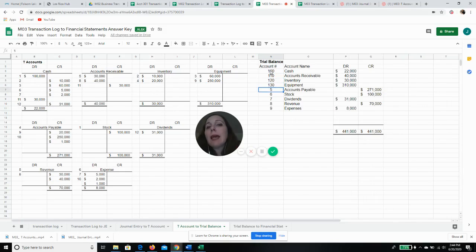Then when I move to my liabilities, I'm going to start with a new numbering sequence, and I'm going to start with 200. Now I'm in my equity section, so my stock is going to be 300. I'm going to make my dividends 310, and then revenue and expenses are each going to get their own numbering sequences. So I'm going to make revenue 400, and I'm going to make expenses 500.